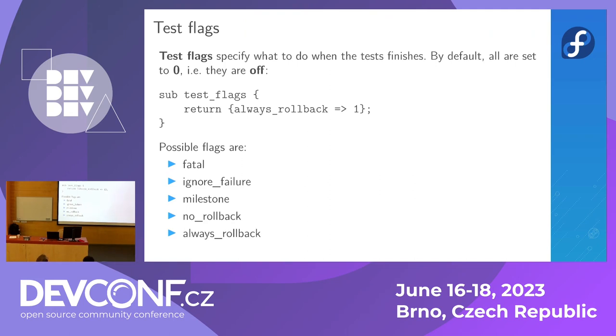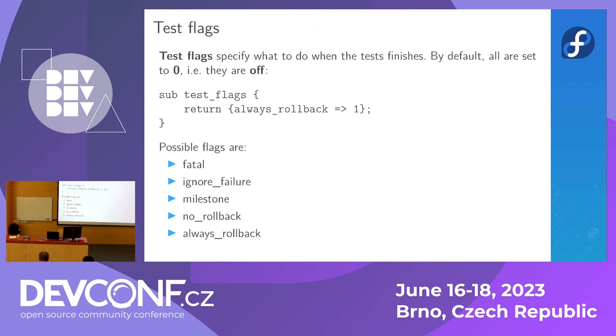The test flags specify what to do when your test finishes. And by default, all are off, so you can switch them on like this. For example, always rollback means that after the test finishes, it will return back to a saved status, because you can save the virtual machine at some point, then you can perform various activities, and after these activities are finished, you come back to the original state, which is a great thing to do when you want to start from the same point all the time.